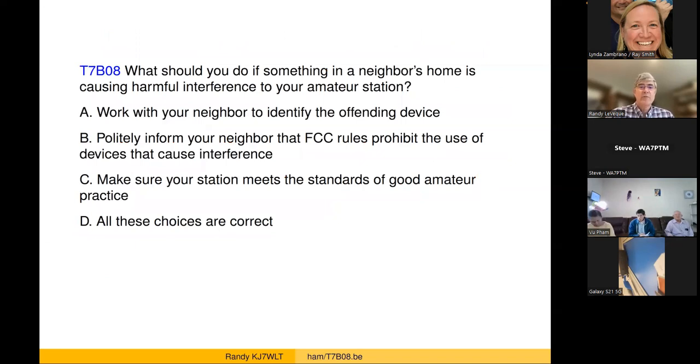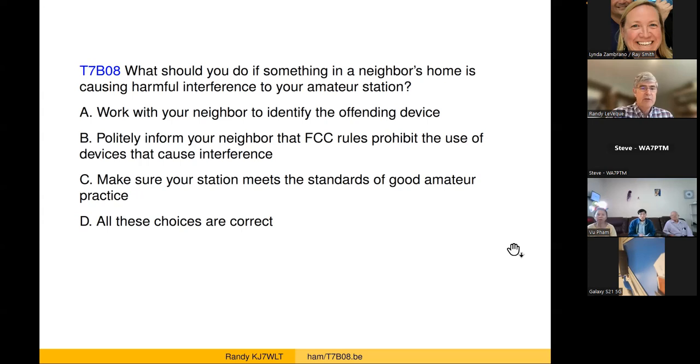Turning it around a bit, what should you do if you think something in your neighbor's house is causing harmful interference with your amateur station? So if you're having a very hard time hearing anything on your radio, you're getting lots of noise and static, and you're sure it's your neighbor's device of some sort that's creating all sorts of radio frequency noise that's interfering with your ability to use your ham radio, what should you do?